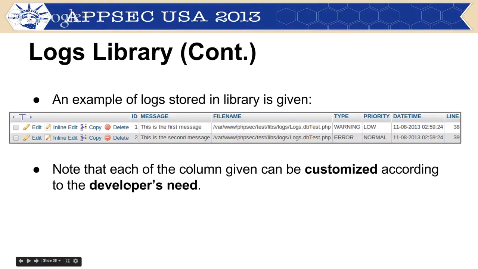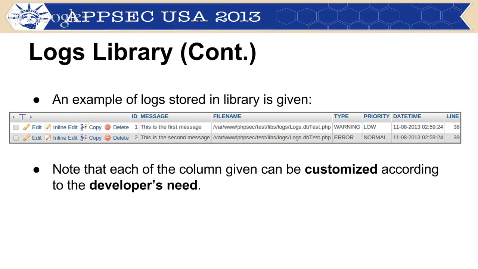Here in this figure, you can see that I am storing my log messages in the database, and here the log says that this is my first message. It was generated in this particular file. It has a type of warning. It is of low priority, and it shows the time it was generated and the line number where this particular log message was generated. So with this information, you can go right to that file, check the line number and why this message was generated.